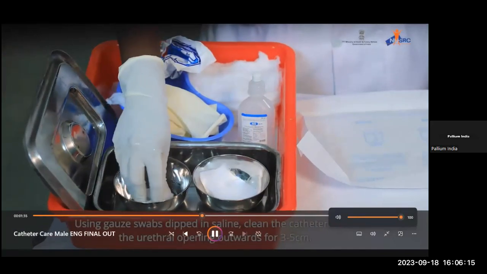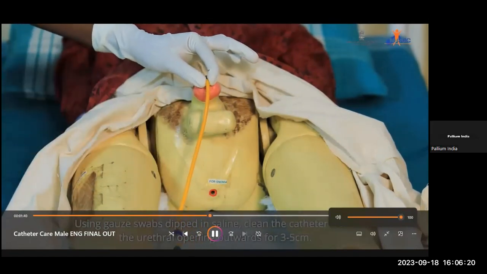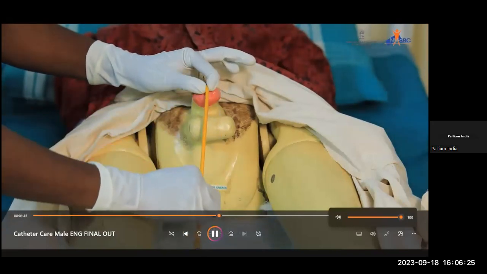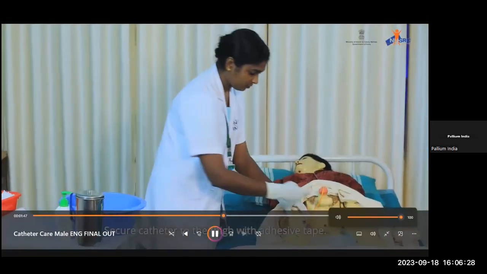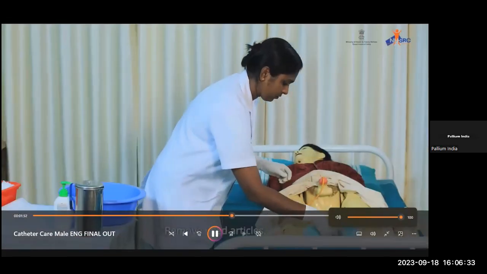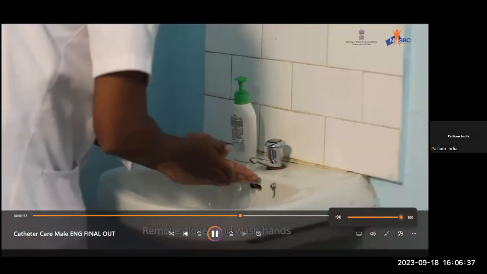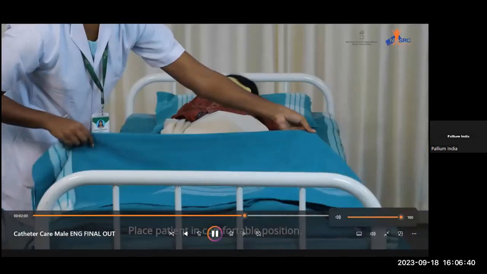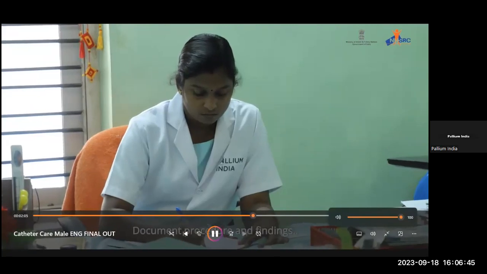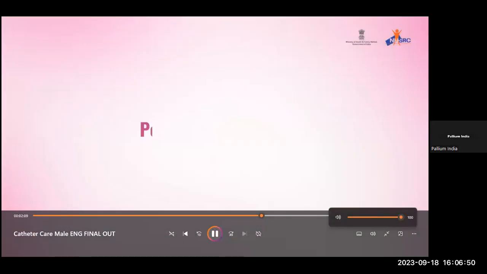Using gauze swabs dipped in saline, clean the catheter from the urethral opening outwards for 3 to 5 cm. Repeat again. Secure the catheter to the thigh with adhesive tape. Remove used articles. Remove gloves and wash hands. Place the patient in a comfortable position. Document the procedure and findings. This completes the procedure for catheter care in males.